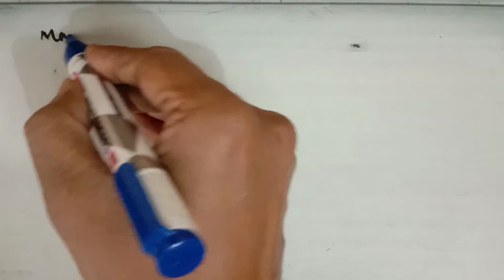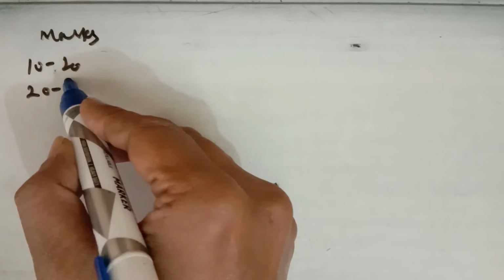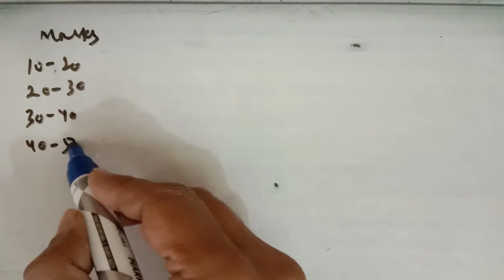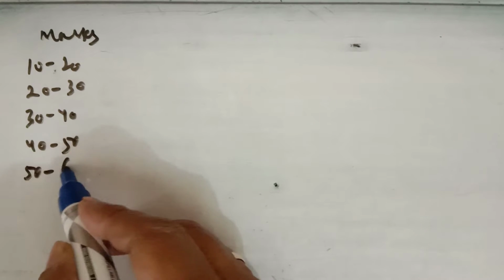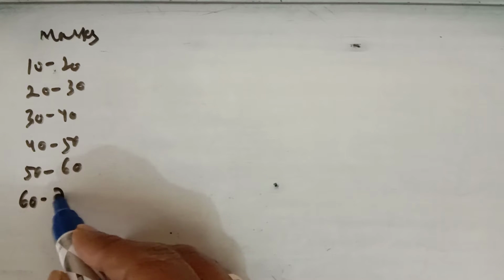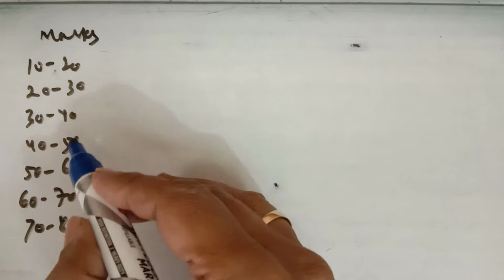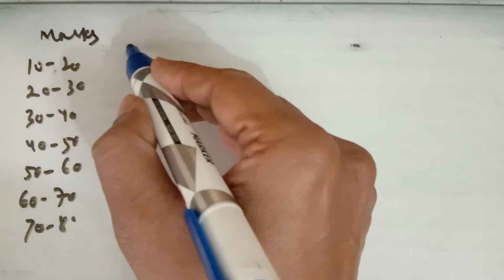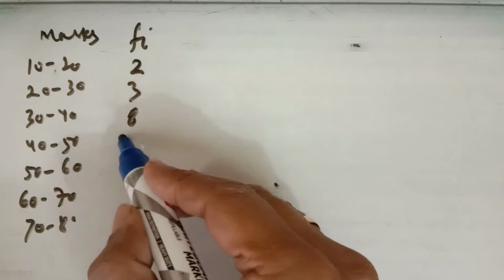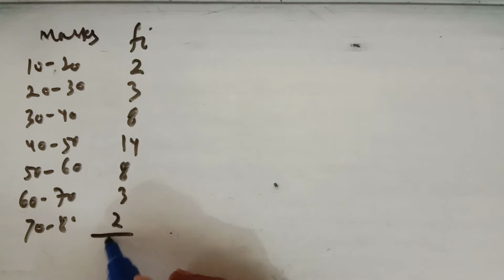So let the marks obtained by the students be 10 to 20, 20 to 30, 30 to 40, 40 to 50, 50 to 60, 60 to 70, and 70 to 80. I'm taking this example. And the number of students, which is the frequency, is 2, 3, let us take 8, 14, 8, 3 and 2, and the total frequency is 40.